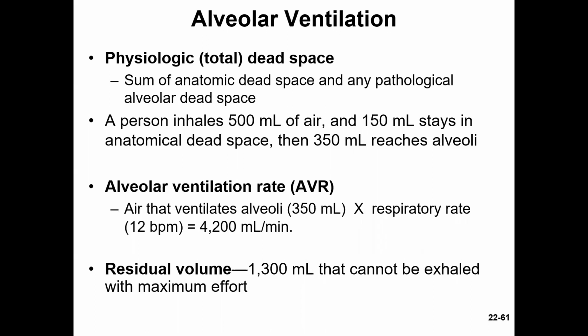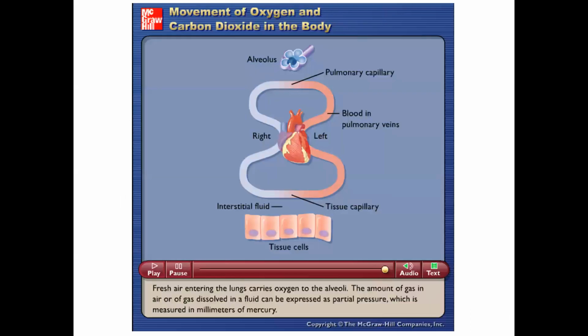So when we're talking about respiration rates, the AVR, or alveolar ventilation rate. This is the air that ventilates the alveoli times the respiratory rate. Okay, so we have 350 milliliters times the respiratory rate, 12 breaths per minute, equals 4,200 milliliters per minute. The residual volume is 1,300 milliliters that cannot be exhaled with maximum effort.